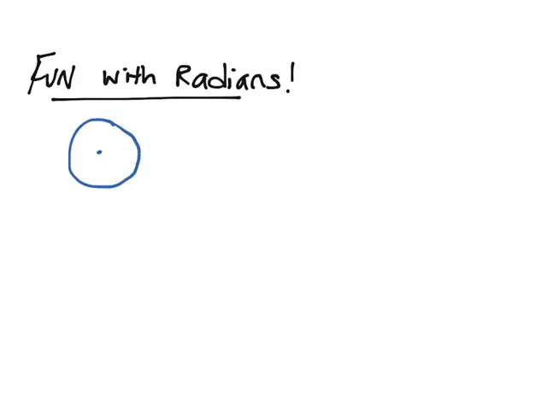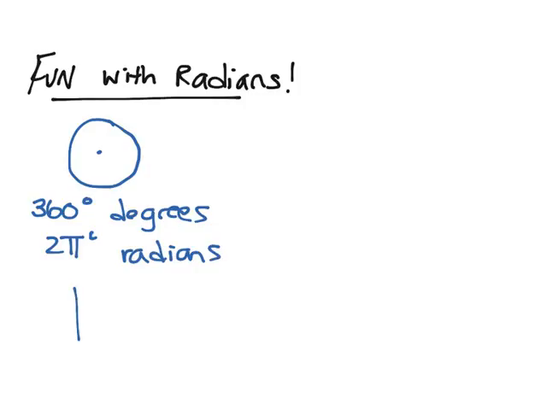A radian is another way to measure angles. A circle has 360 degrees and 2 pi radians. So 2 pi radians is the same thing as 360 degrees. They're just two different ways of thinking about it, but the same angle. A triangle has 180 degrees and pi radians. And we talked about how the radian was a relationship between the arc length and the radius of a circle.